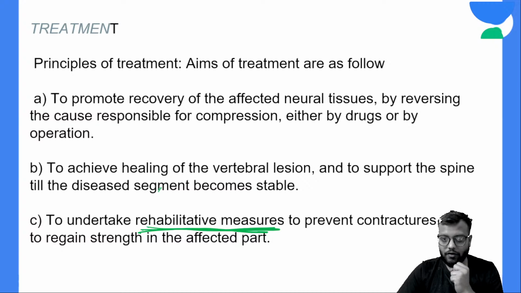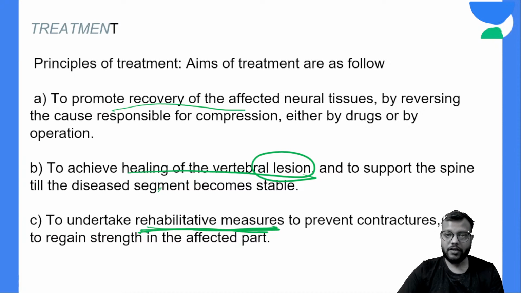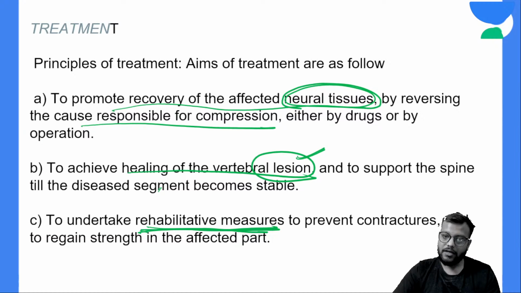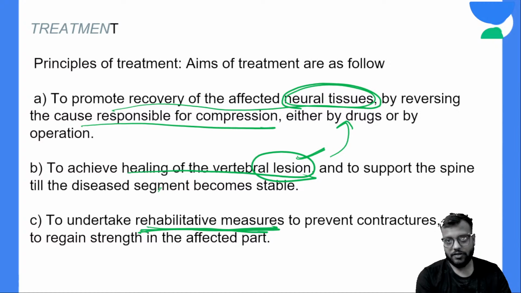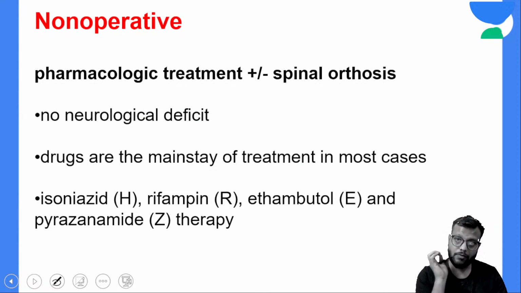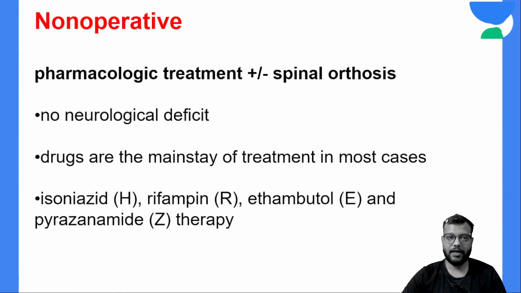So first of all, rehabilitative measures. Secondly, the healing of the vertebral lesion. And third, the recovery of the affected neurological tissue by decompression. Okay, so अगर ये ठीक हो जाएगा then this can be achieved automatically. So the treatment of choice, जो first treatment आपको हमेशा करना ही करना है, is to start the oral ATT.